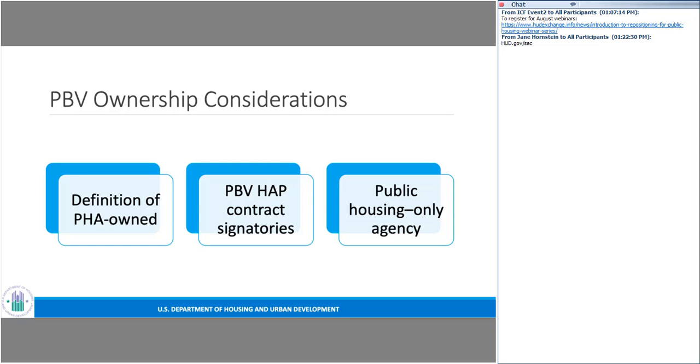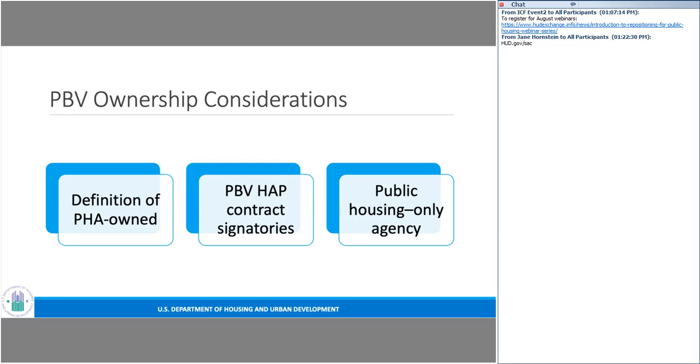Okay, so we got 4 more questions. I think we have plenty of time, so I'm just going to go ahead and address them now. Under retain ownership, isn't this only for PBRA? RAD PBV requires that the project owner be a separate entity than the PHA. Is that correct?